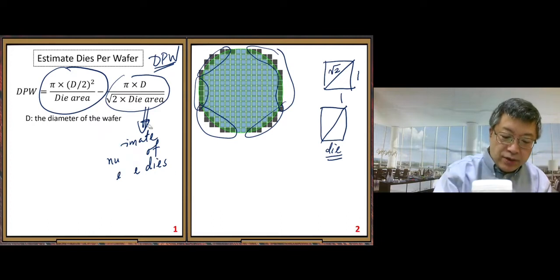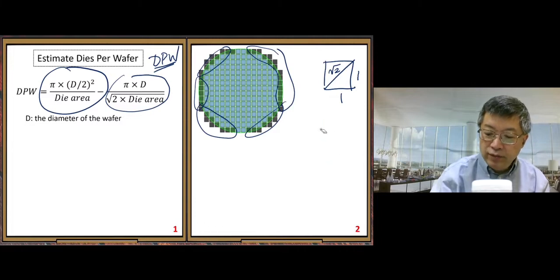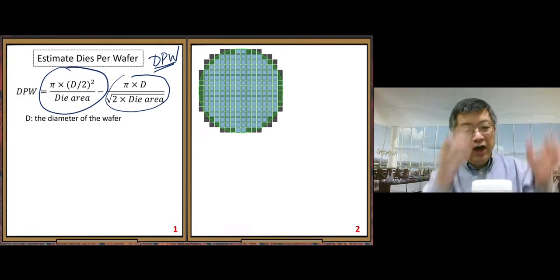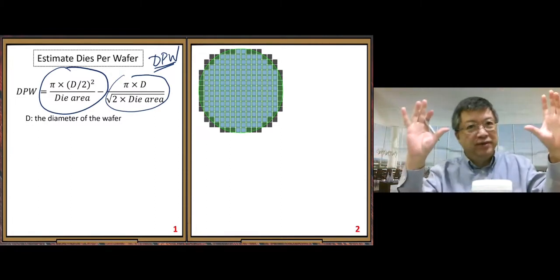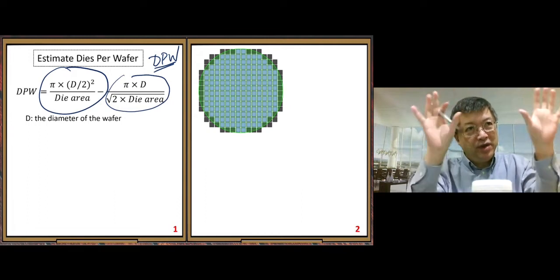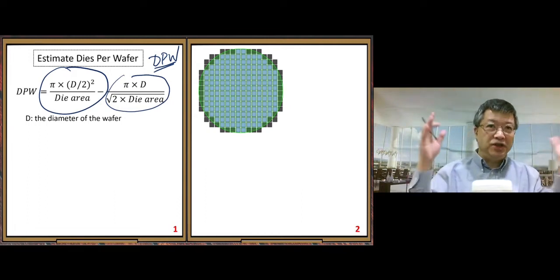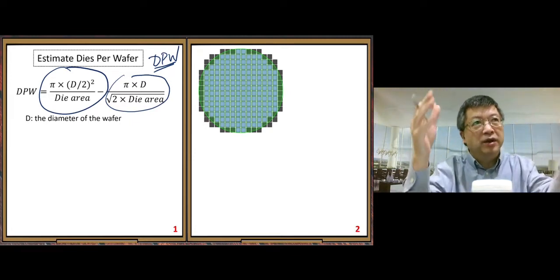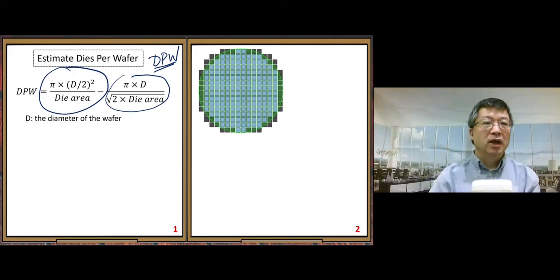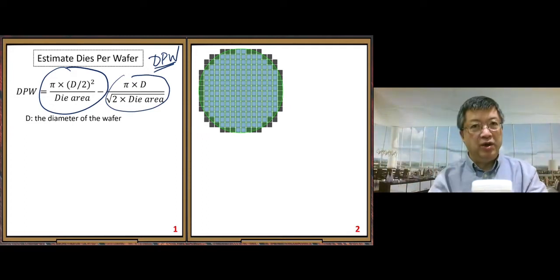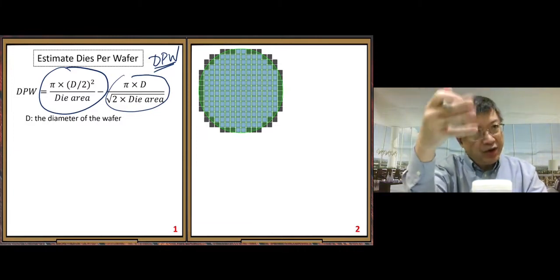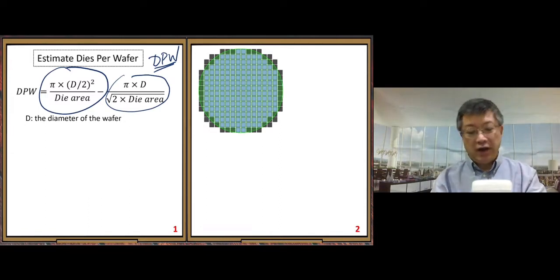With this kind of understanding, I hope you can understand the dPW formula here, the two terms and their meaning. This is our main formula for this video. After that, we have two more formulas, cost formulas, to estimate the total manufacturing cost.